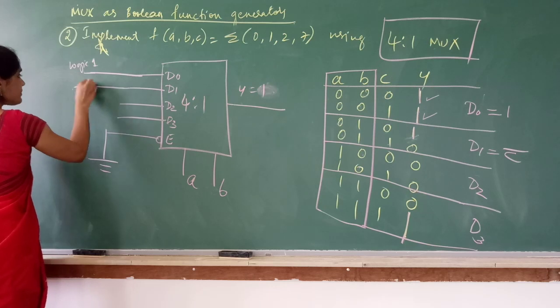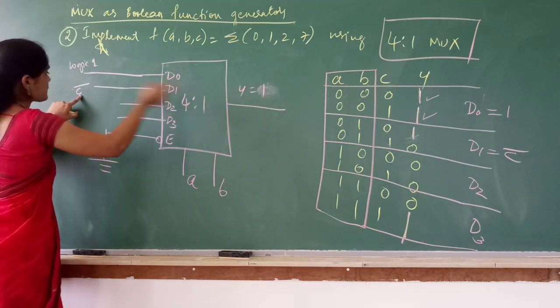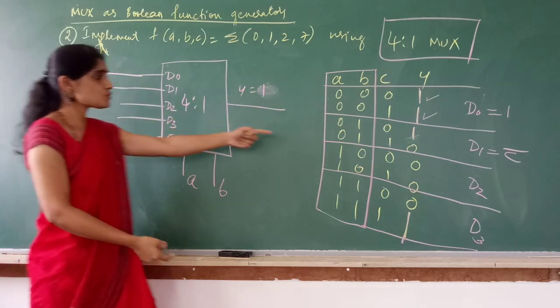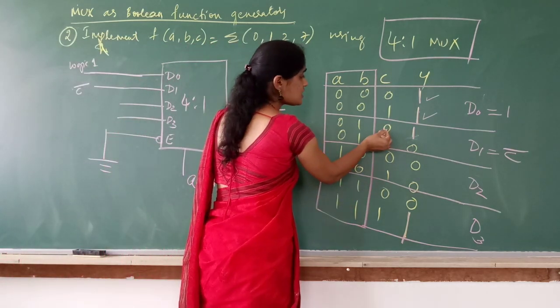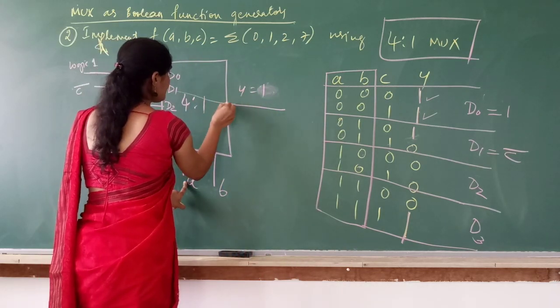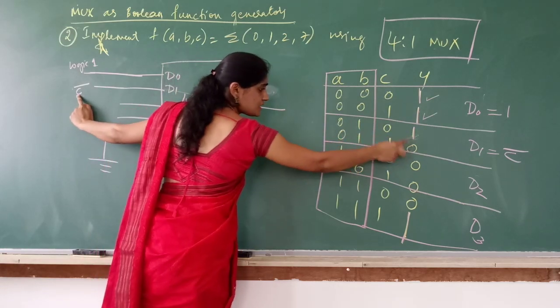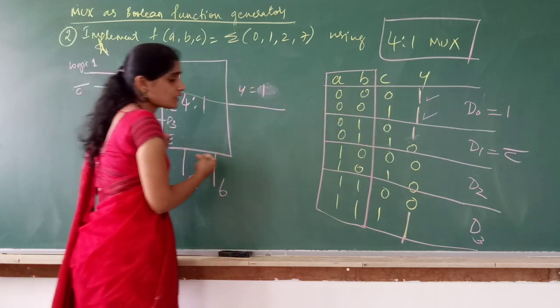This will be C bar. One more variable: if you give that input as 0, you get it as 1; 1, get it as 0. That is what we want. If C is 0, when AB is 0, 1, D1 will be connected. What is D1? C bar. If C is 0, 1. If C is 1, 0. That's how the multiplexer is going to work.